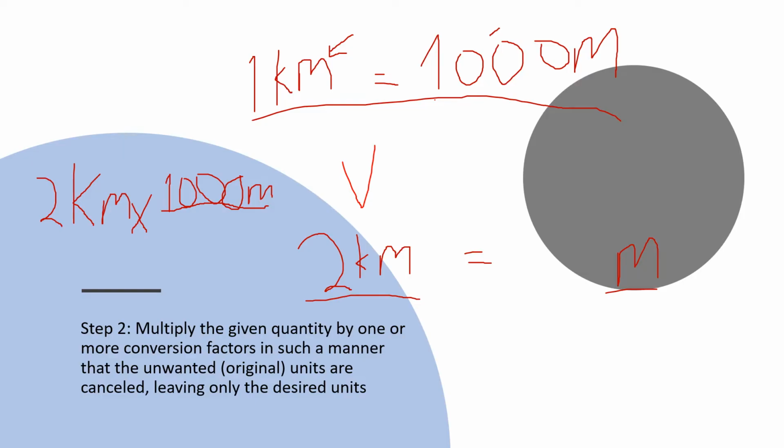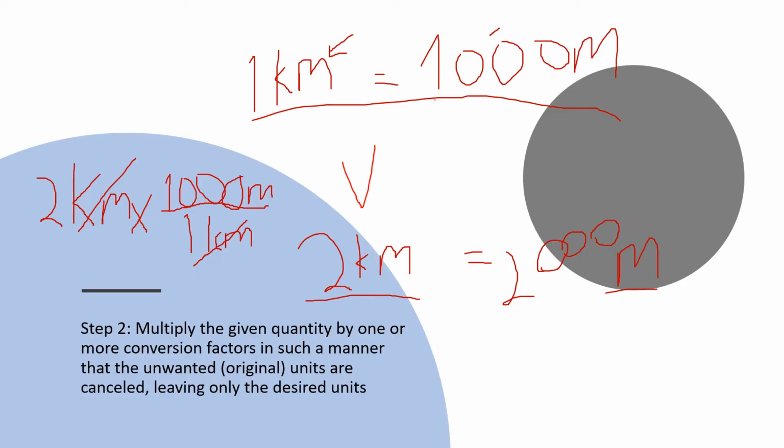And then 1,000 meters. And then para ma-cancel out natin si kilometers, dapat yung 1 kilometer na conversion factor niya nasa ilalim. Okay? So simply cancel out. And then in this case, you're left with 2 times 1,000 meters. Ang sagot natin dyan is 2,000 meters. Okay? So that is just the basis of your dimensional analysis, converting one unit to another.